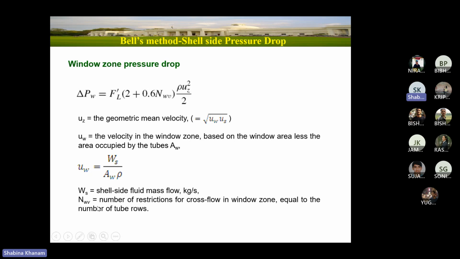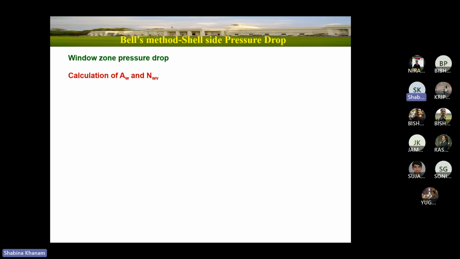Another parameter we have is NW. NW is the number of tube rows available in the window zone. As if I am having NCV in the cross flow zone, I am having NWV in the window zone, right? So in that way you can consider. Now we need to find out AW as well as NW.